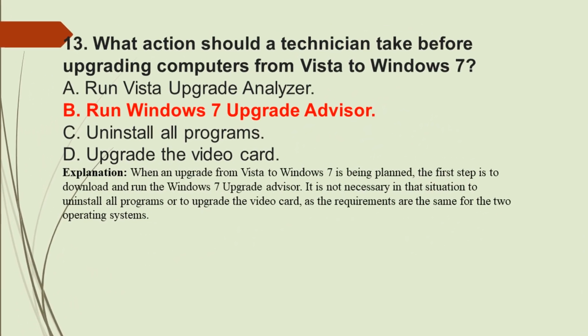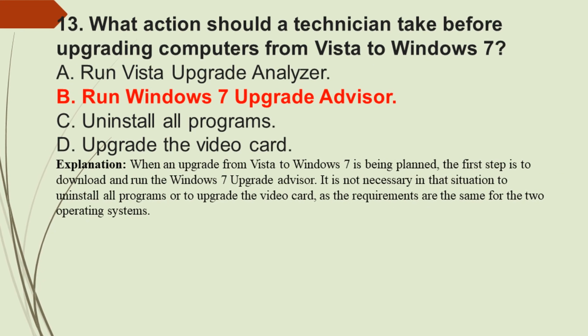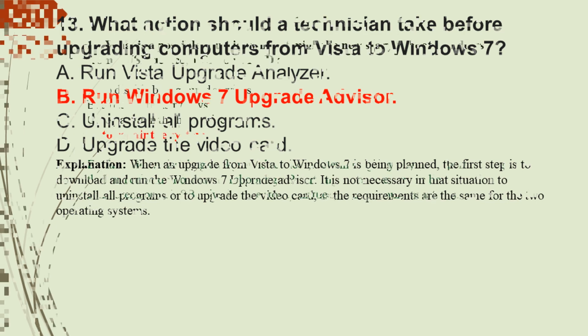Q13. What action should a technician take before upgrading computers from Vista to Windows 7? A. Run Vista Upgrade Analyzer. B. Run Windows 7 Upgrade Advisor. C. Uninstall all programs. D. Upgrade the video card. Explanation: when an upgrade from Vista to Windows 7 is being planned, the first step is to download and run the Windows 7 Upgrade Advisor. It is not necessary in that situation to uninstall all programs or to upgrade the video card, as the requirements are the same for the two operating systems.